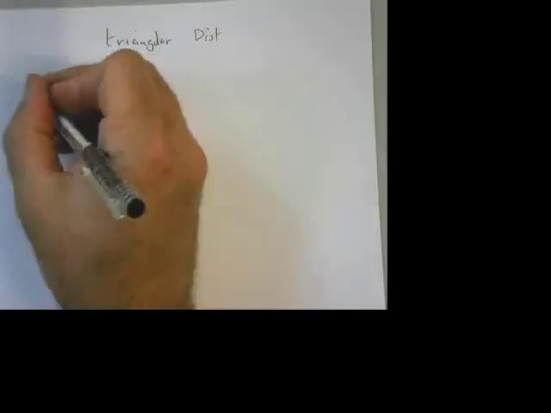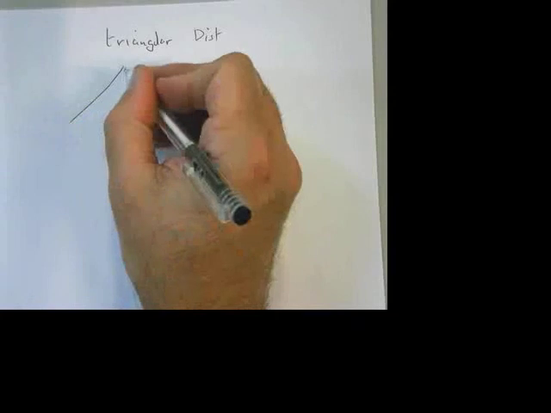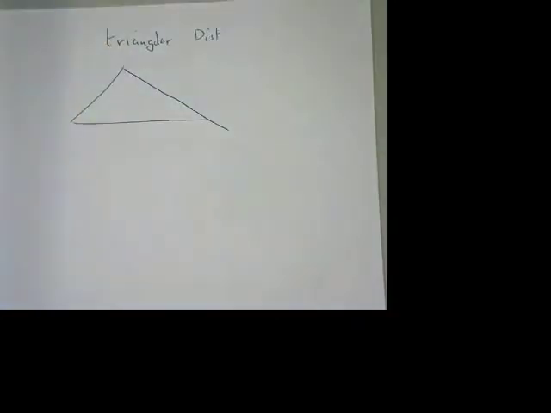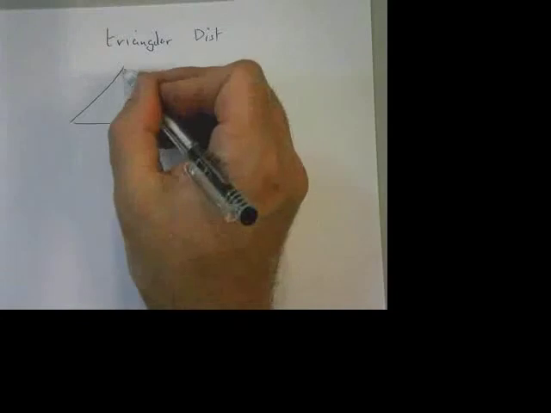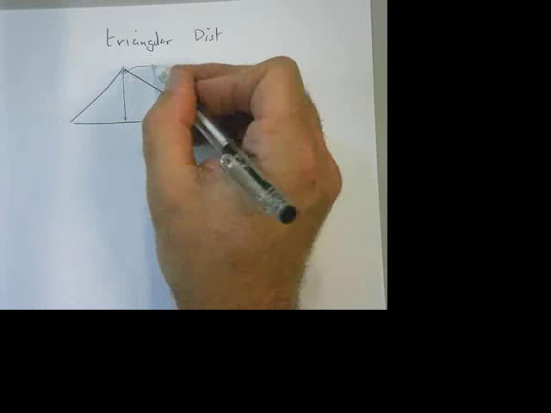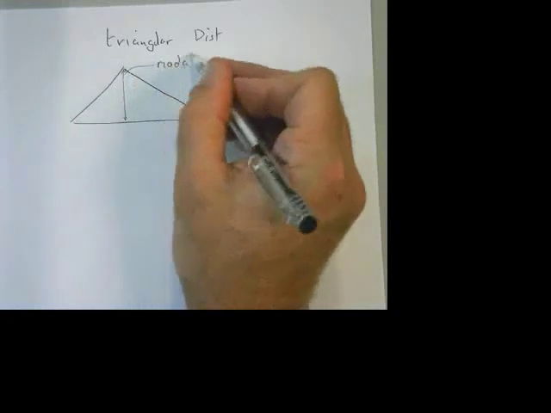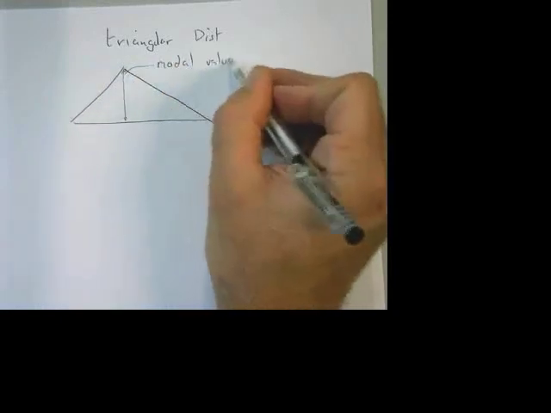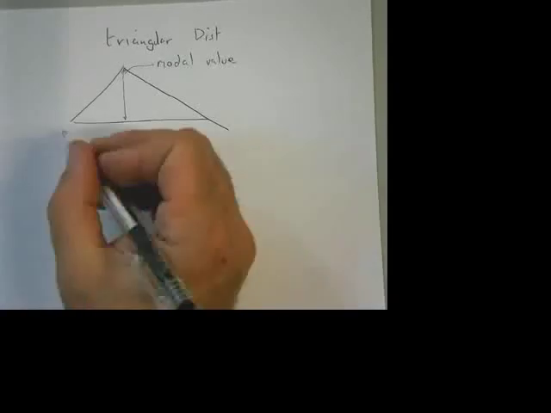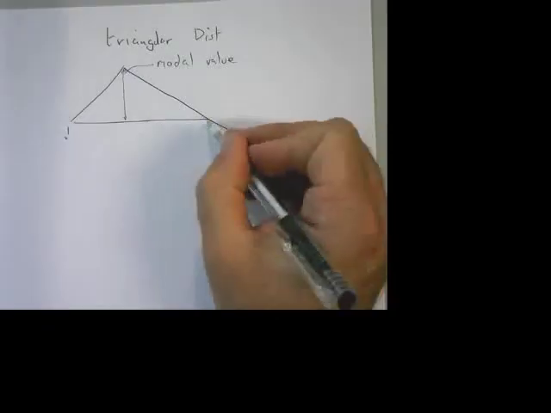Okay? So what you're looking for is a triangle. Do not expect it to be equilateral. It almost certainly will not be. Now, you have a top value here, which is actually technically called the modal value, because that's its peak. That's the highest value. Okay? You have a fixed bottom and a fixed top.